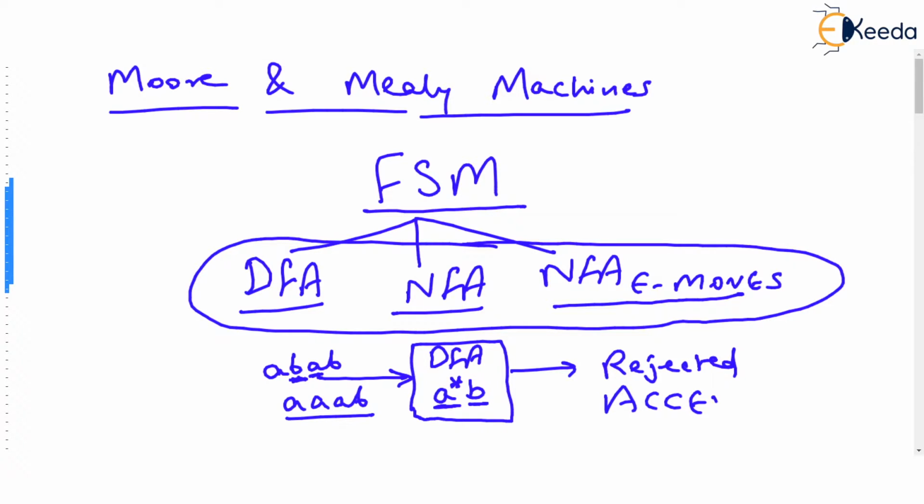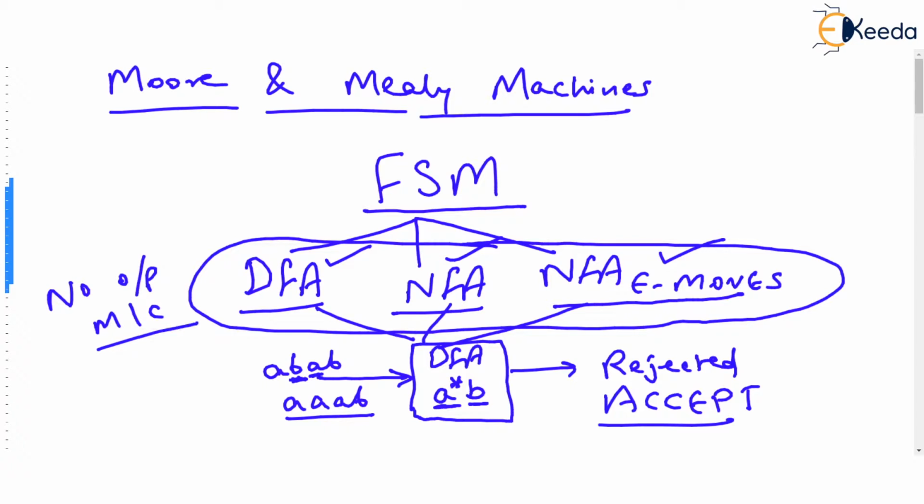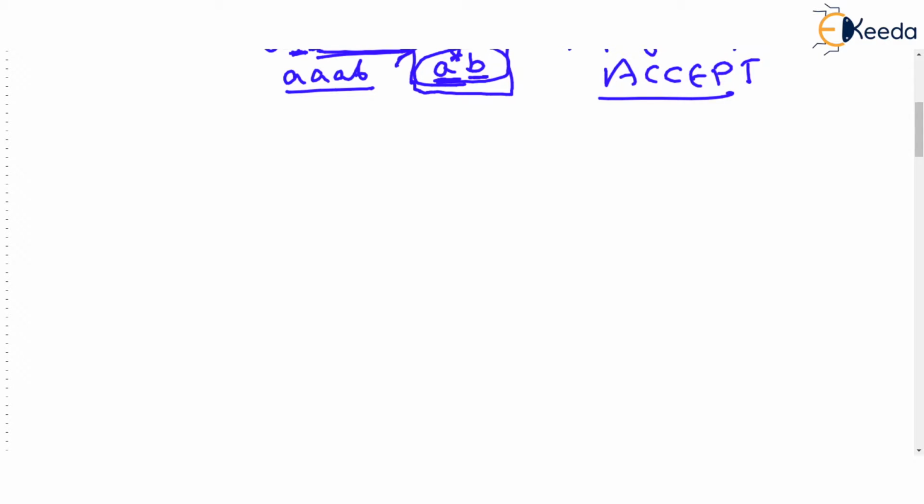Now absolutely the same work is done by NFA and NFA with epsilon moves. So all these three categories of finite state machines do not give any output. This is a no-output machine. Why? Because given a string, they will only tell whether the string is part of this language, A star B, or not. That's it. They will either accept or reject the string. But such machines do not give any output. Now there is a second category of finite state machines, FSMs. They are Moore machines and Mealy machines.